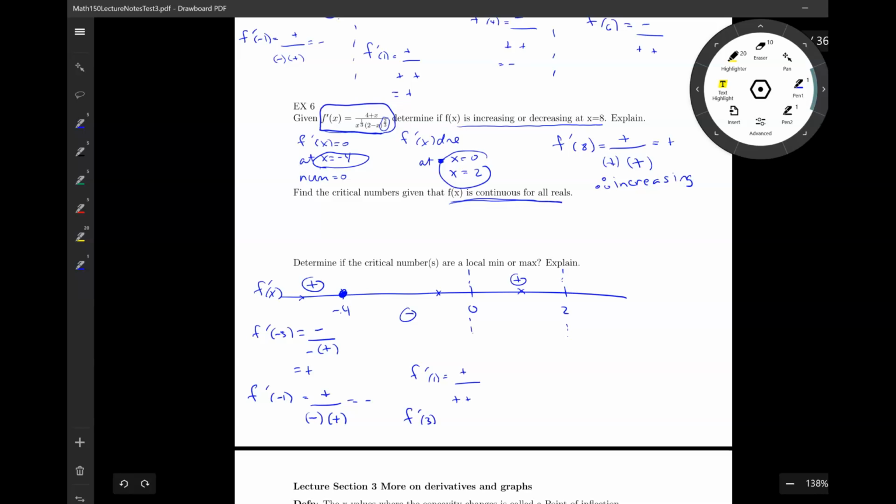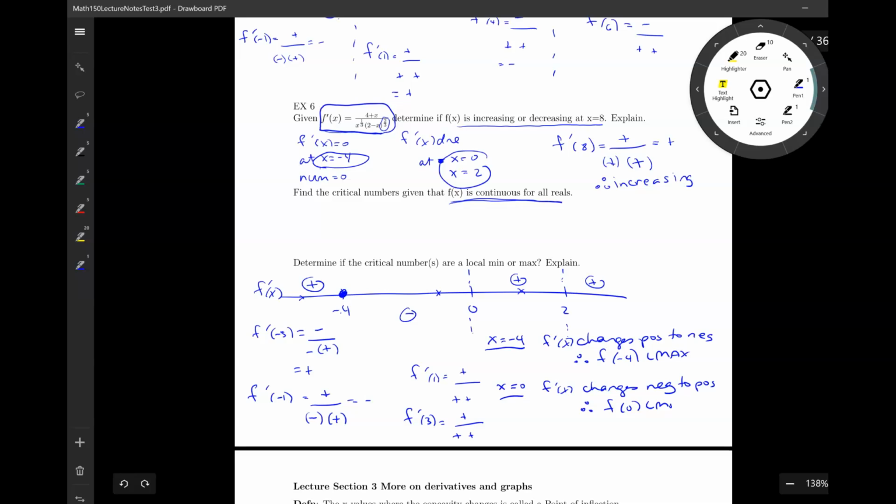And one last to try, I'm going to plug in 3. So I get a positive, positive, and positive. So it still stays above the x-axis. All right, so communicate which critical number you're talking about. So if I'm looking at x equals -4, f prime changes from positive to negative. So therefore, f of -4 is a local max. And at the critical number x equals 0, f prime changes from negative to positive. So that must mean f of 0 is a local min.